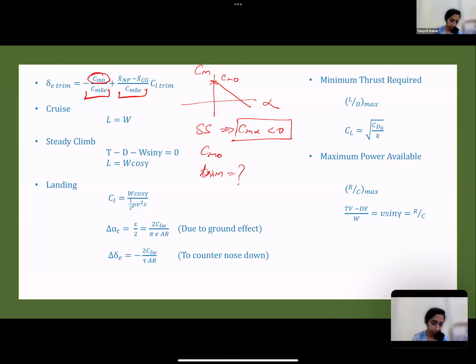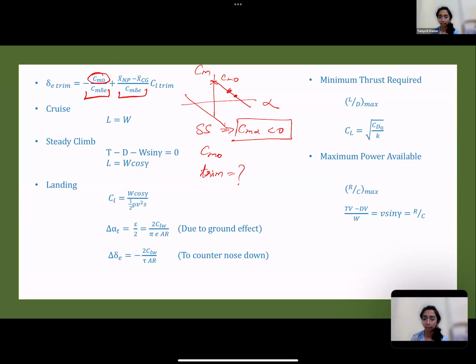What is trim? Trim has something to do with Cm naught being positive. Cm is positive when the plane moment is anti-clockwise. Yes, nose up is positive. But why do we need Cm naught to be positive? Cm is positive even here, right? Why is the intercept positive? Why can't the graph be something like this?